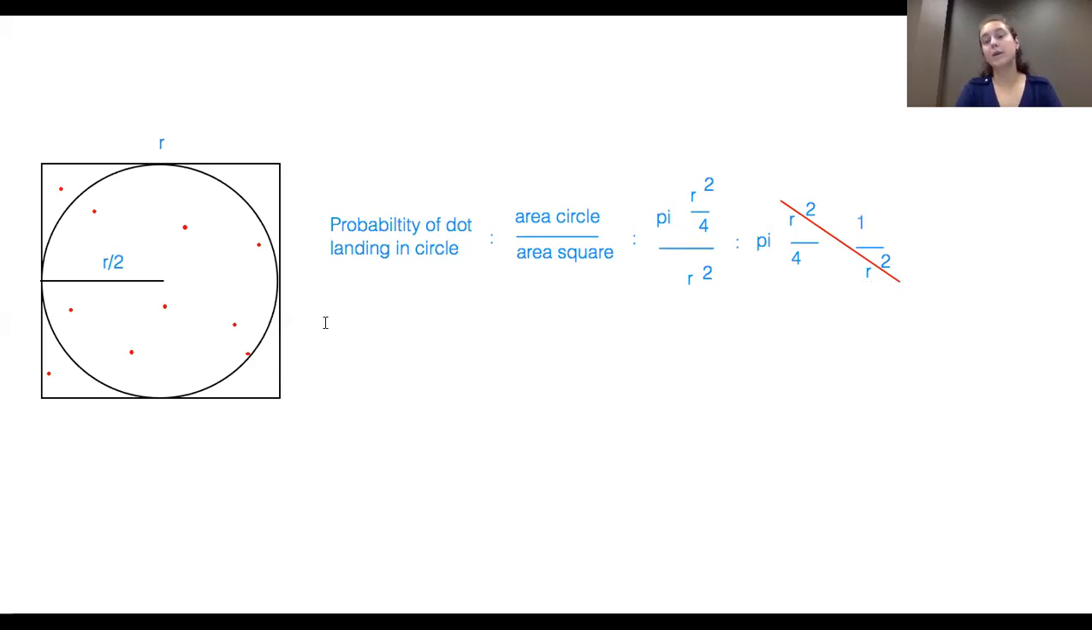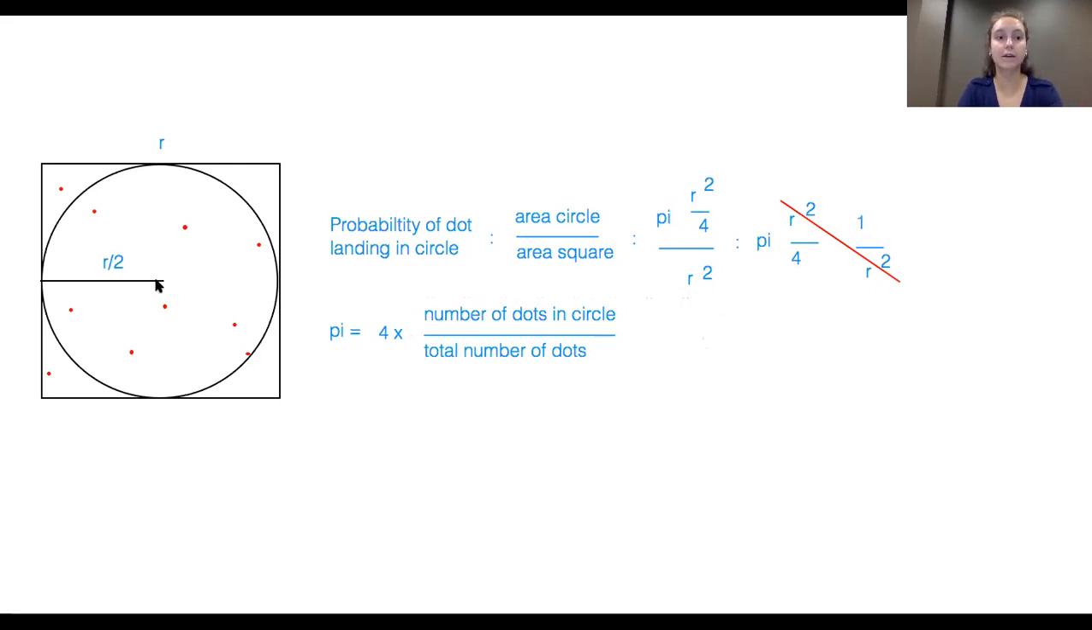So if we multiply both sides by 4, we can estimate pi as follows. The probability of the dot landing in the circle times 4 is equal to pi, which we can calculate by 4 times the number of dots in the circle over the total number of dots that we have thrown into our square. So that's how we're going to do our calculation to approximate pi.